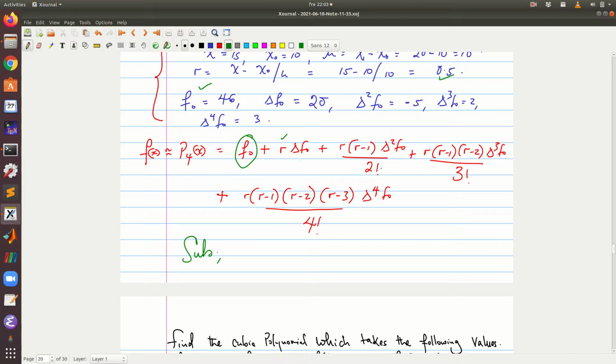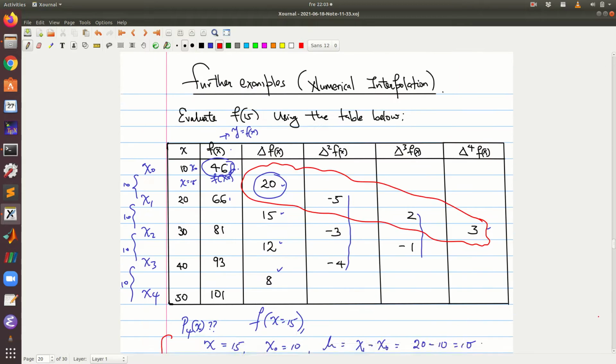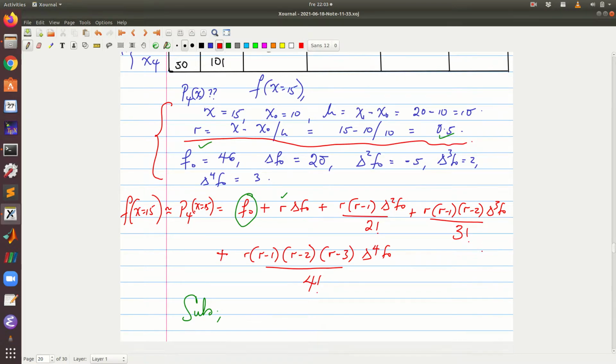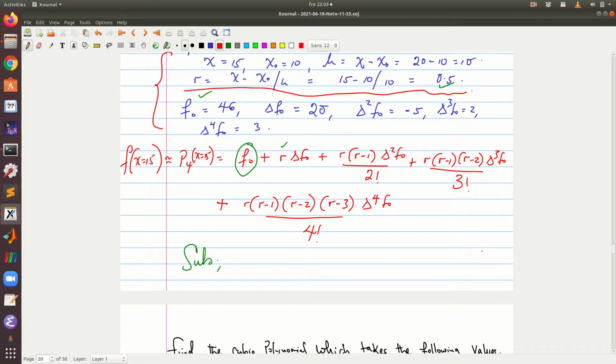Maybe here we can write this as f at x equals to 15, and this is at x equals to 15. Why? Because we already computed using the value of x equals to 15 to get this value for r here. So I suppose you can follow through the example, because the rest is just substituting and then you get the value.